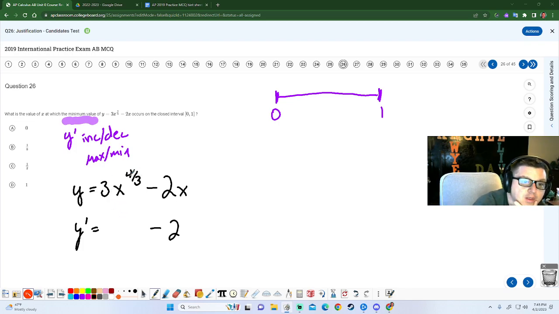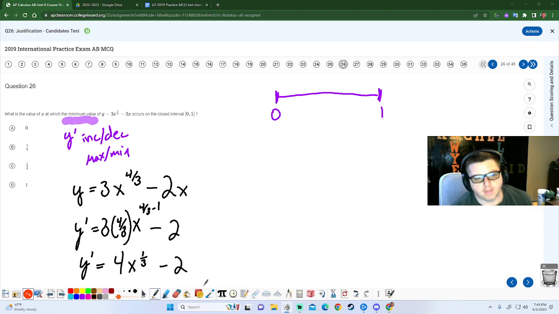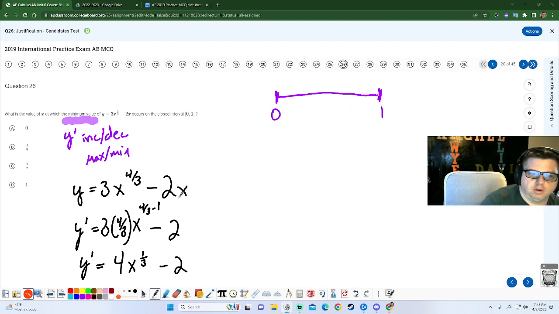So when we do this, multiply the exponent times the coefficient, so 3 times 4/3, and then x is 4/3 minus 1. So then y prime becomes 4x to the 1/3 minus 2. So our first job is to see if there are any values in between 0 and 1 that could satisfy this to be 0. So we're going to take that 4x to the 1/3 minus 2 and set it equal to 0 and solve it out.